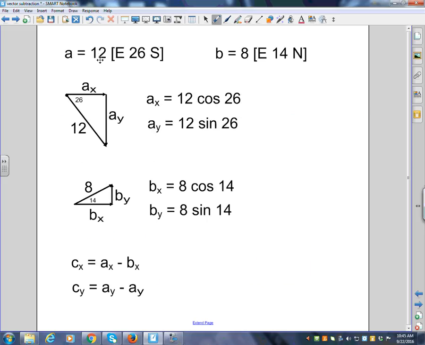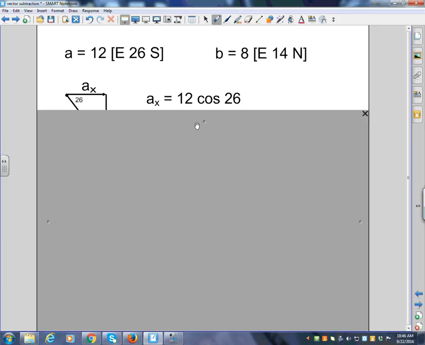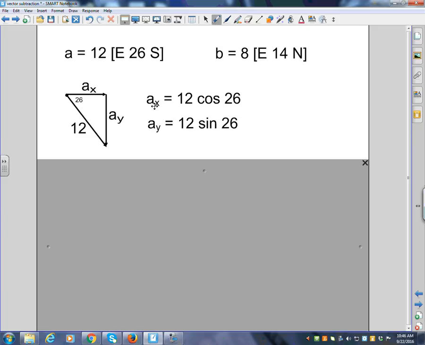So 12 east, 26 south. Let me get my cover up thing. Okay, so here's vector A. It's 12 whatevers at east 26 south. So this is AX, and this is a good review from yesterday, Blair. If this works for you, then you don't even need yesterday, right? AX is on the side, AY is up and down.